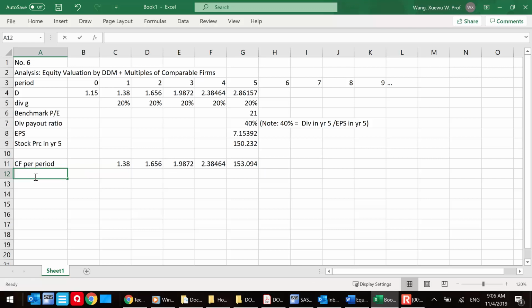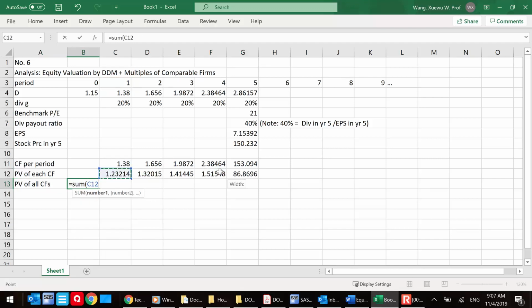Now the present value of each cash flow. I'm going to do the discounting here using the 12% discount rate, so that's going to be the cash flow divided by 1 plus 12% raised to the power of 1 here, and I can copy to the right. The present value of all cash flows is going to be the stock price today. That's the summation of all these numbers, and that's going to be 92.35.